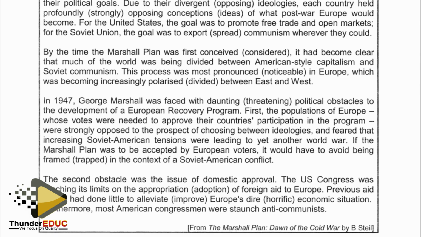Then we move on to the Soviet Union. The response is also given here. We also extract the response here. What was the view of the Soviet Union? We find that it's indicated that the goal was to export or spread communism wherever they could. That was their goal for post-war Europe. They wanted to make sure that each and every country was exposed to the idea of communism. Wherever they could reach, they wanted to export the communist ideology. So those are the two responses. For America, the goal was to promote free trade and open markets. For Russia, the goal was to export or spread communism wherever they could.